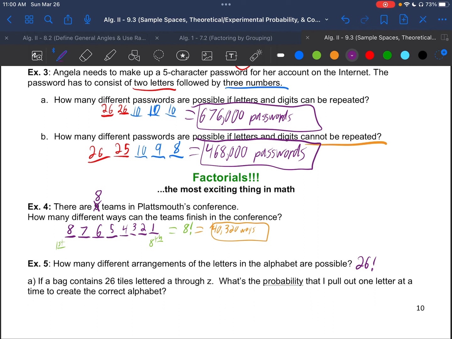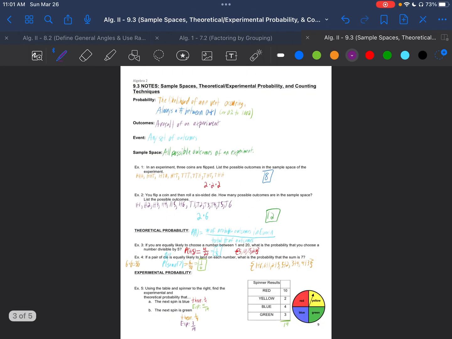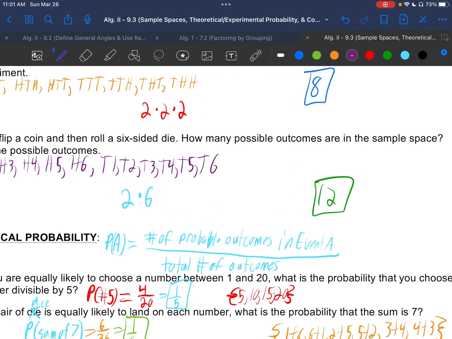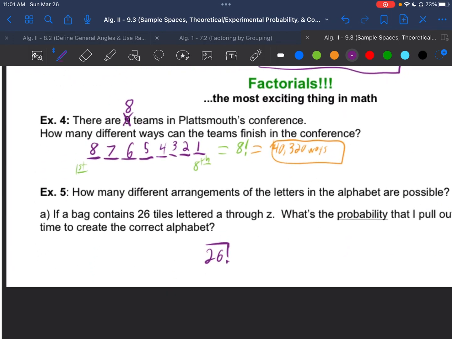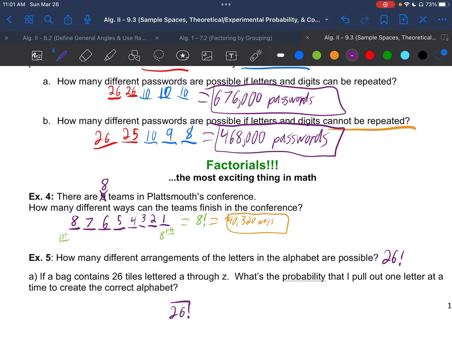So a bag contains 26 tiles lettered A through Z. What's the probability I pull out 1 letter at a time to create the correct alphabet? Not very likely, okay? Because out of the 26 factorial options, that's why we said how many total there are, we talked about theoretical probability earlier being the number of correct outcomes out of the total number of outcomes. So the total number is 26 factorial. So many different combinations you could make of the alphabet. But how many of those are actually the correct alphabet? Well, there's only one correct alphabet, 1 out of 26 factorial.